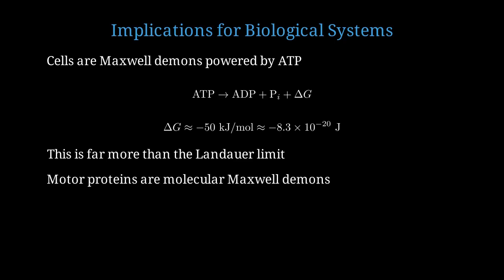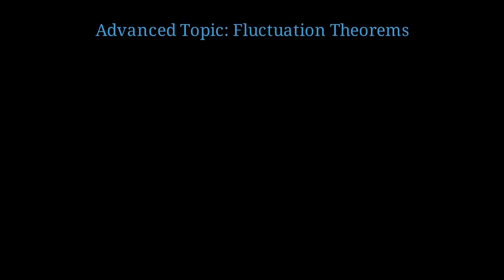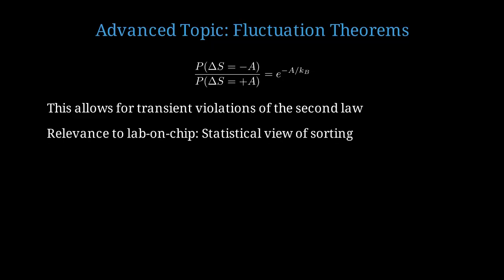Motor proteins like kinesin and myosin use this energy to transport cargo in specific directions, sorting molecules within the cell against their concentration gradients. For those interested in deeper theory, fluctuation theorems provide a more complete picture of these processes. The Crooks fluctuation theorem states that the probability of observing a negative entropy change -A relative to a positive entropy change +A is exponentially suppressed. This means transient violations of the second law are possible, but they become exponentially rare for larger entropy changes. For lab-on-chip systems, this means occasional sorting errors are thermodynamically inevitable. Perfect sorting would require infinite energy.